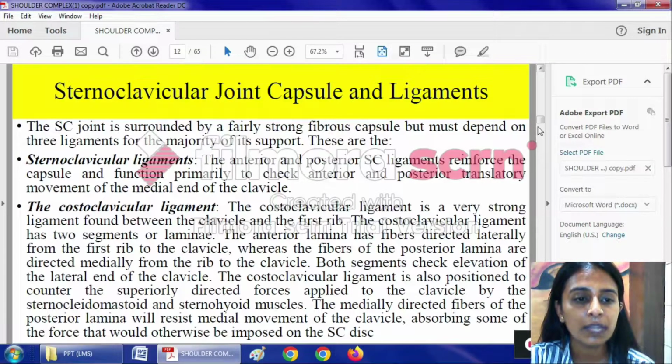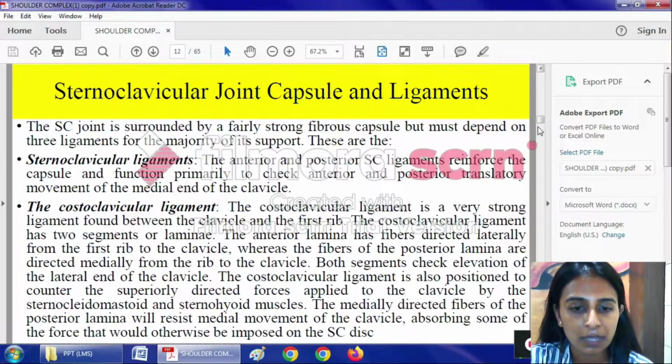The costoclavicular ligament is a very strong ligament found between the clavicle and the first rib. The costoclavicular ligament has 2 segments or laminae. The anterior lamina has fibers directed laterally from the first rib to the clavicle, whereas the fibers of the posterior lamina are directed medially from the rib to the clavicle. Both segments check elevation of the lateral end of the clavicle.